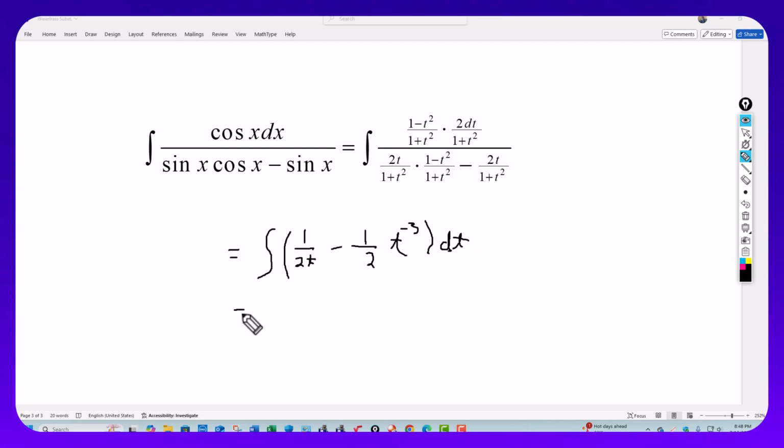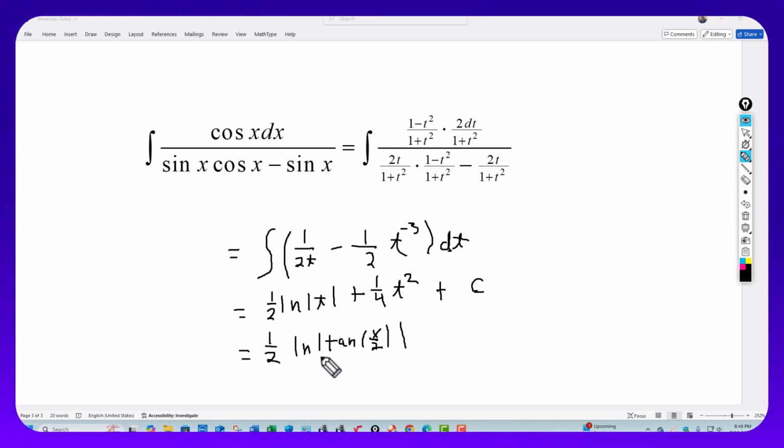But this is still going to come out to the natural log of absolute t. Still got the 1/2 out in front. Add 1 to the negative 3, get negative 2 and divide, we get a plus 1/4 t to the negative 2, plus the constant of integration. Now the only difference is what we write next. This is still going to be 1/2. Remember, using the other substitution, we went back to the value of u. Well, in this case, it's the substitution for t. So for this one here, it's the tangent of x over 2.